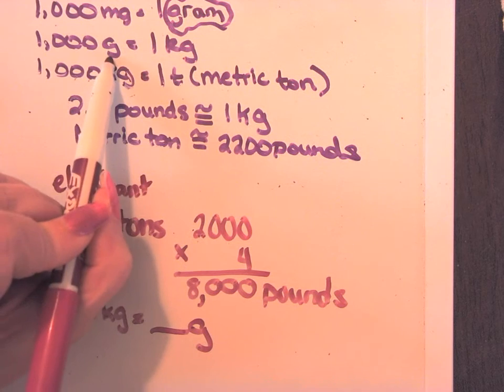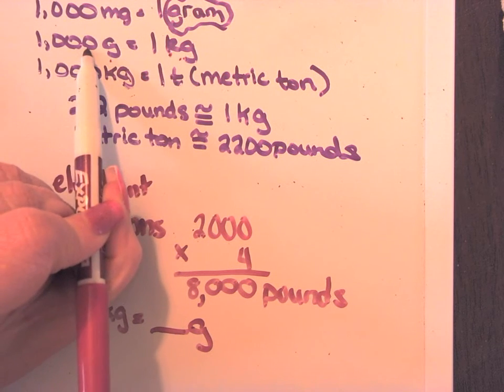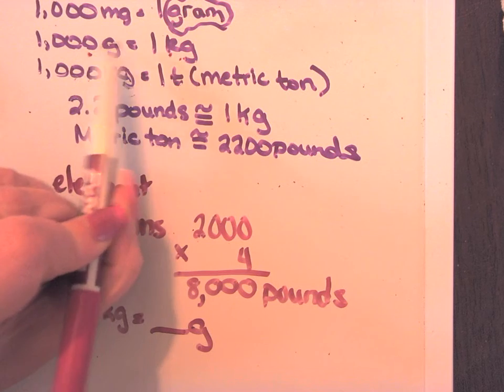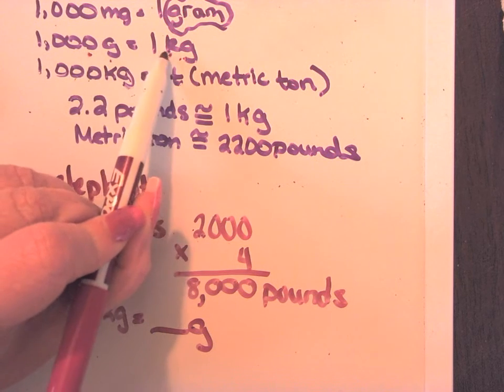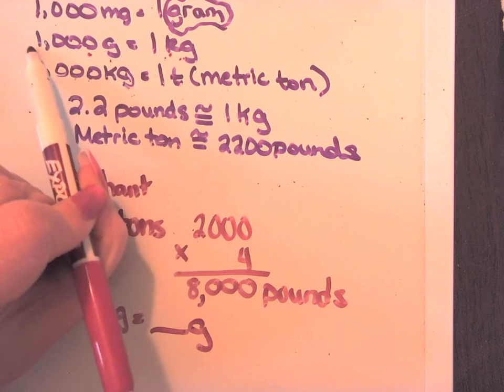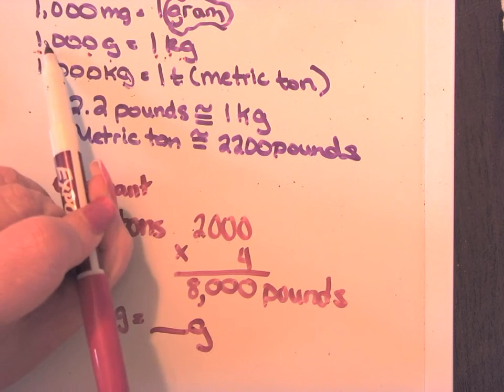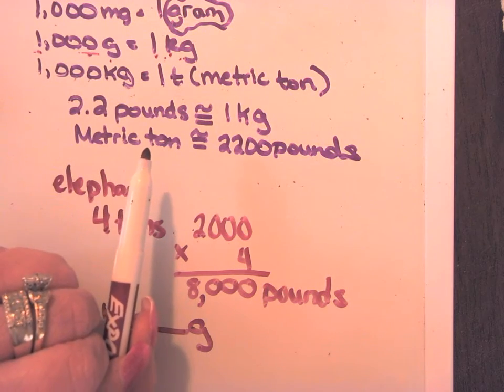Kg and g. There it is. So if I have one of these, I have 1,000 grams. So I know my number is going to be bigger. So I want to look at the relationship. What's the difference here? I have a 1 here, a 1 here, and then for grams, I have 3 zeros after it.